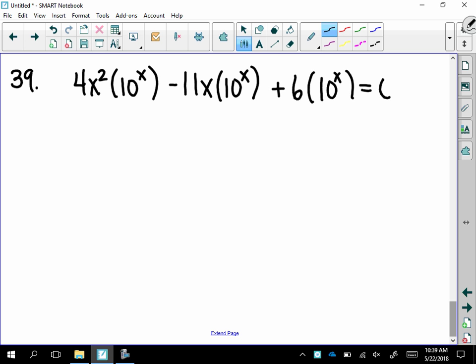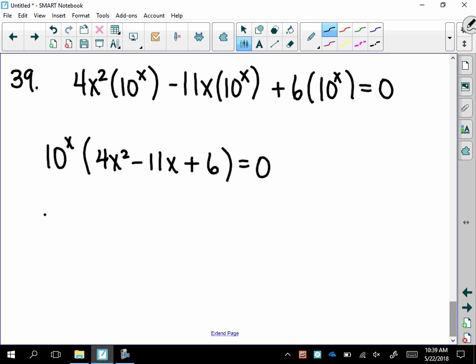Set equal to 0, so if there's any factoring that we can do, that would help. And is there any factoring? Yeah, the GCF. What's the GCF? 10 to the x. Which leaves me with 4x squared minus 11x plus 6. And that's factorable. That's 4x minus 3 and x minus 2.